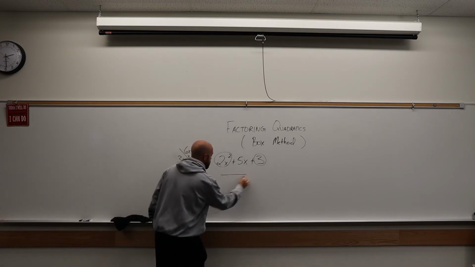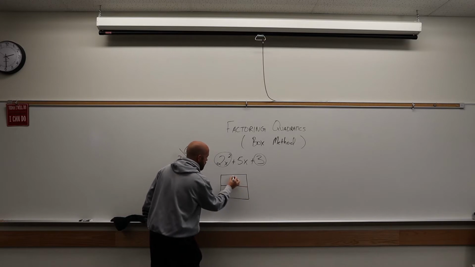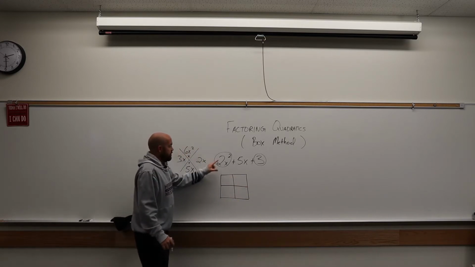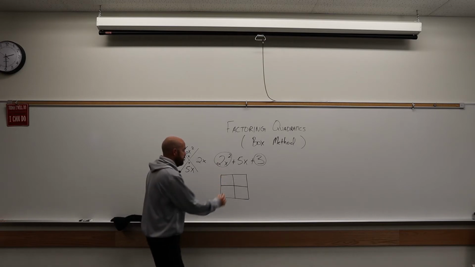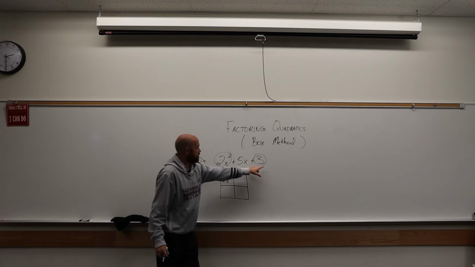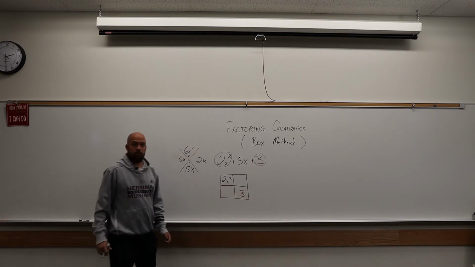So I'm going to draw a box. I'm going to split that into 4 pieces. What happens is this a term is going to go in the top left corner. So I have a 2x squared right here. The c term is going to go in the bottom right corner. So those two need to be diagonal from each other.